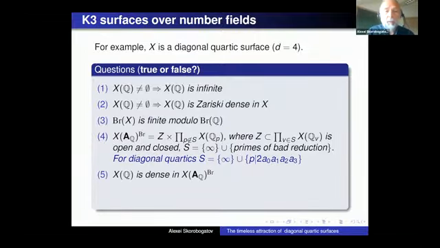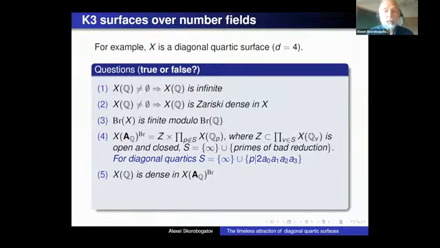Next, that's a question which should probably be considered to be quite difficult. The question says, is it true that the set of rational points is a dense subset of the Brauer-Manin set? So this takes care of the Hasse principle and what we call weak approximation.